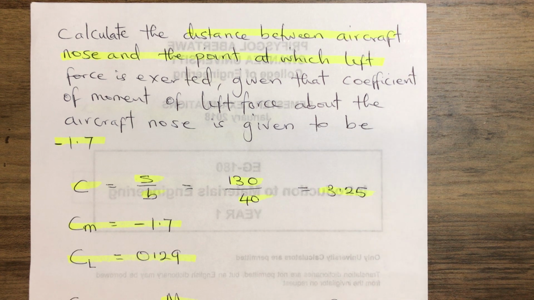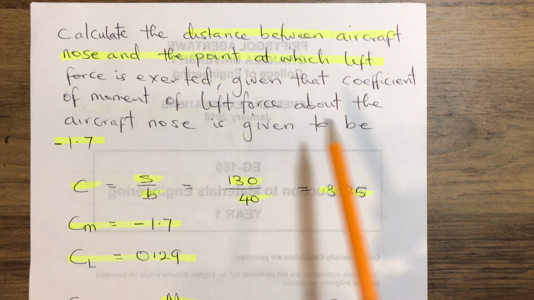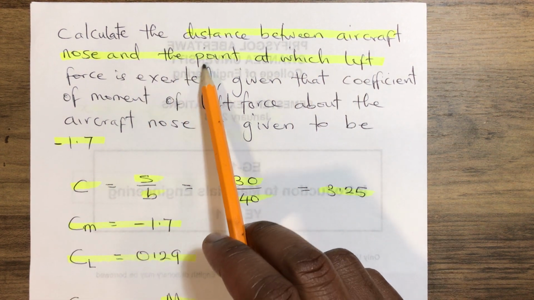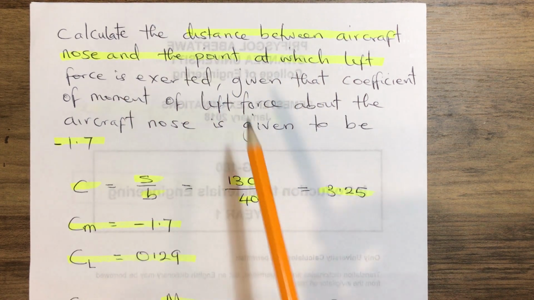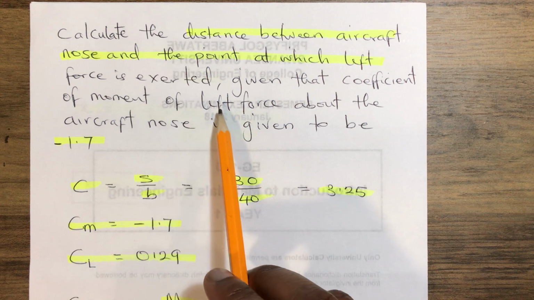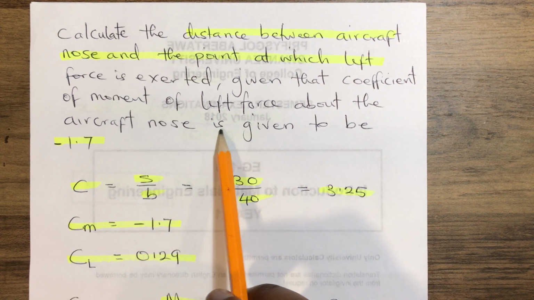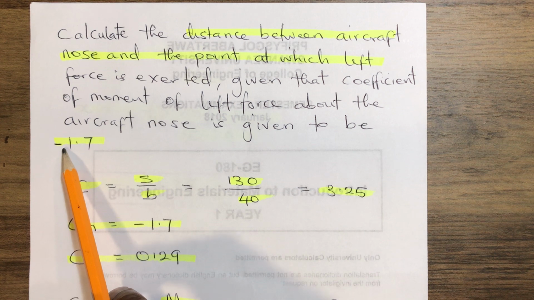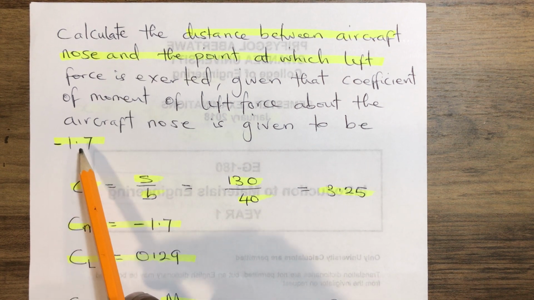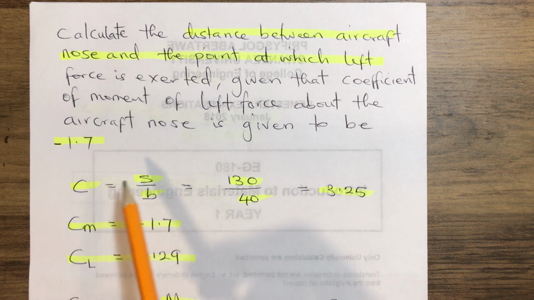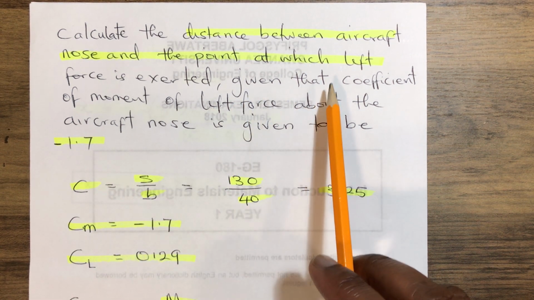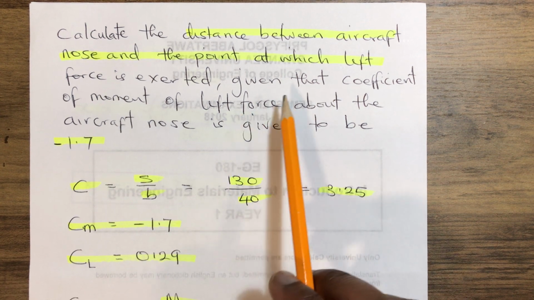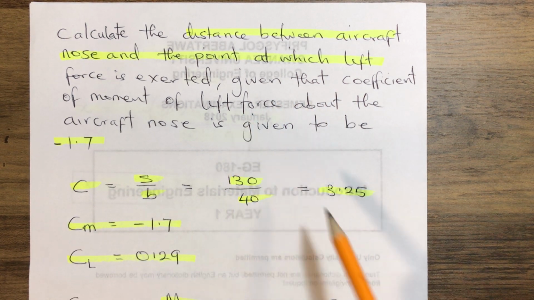Perhaps if we have been following our previous exercise on lift and on our aircraft calculation, today we are asked to calculate the distance between the aircraft nose and the point at which the lift force is exerted upon, given that the coefficient of moment of the lift force about the aircraft nose is given to be negative 1.7. That is, we should calculate the distance between the aircraft nose and the point at which the lift force is exerted upon the aircraft.